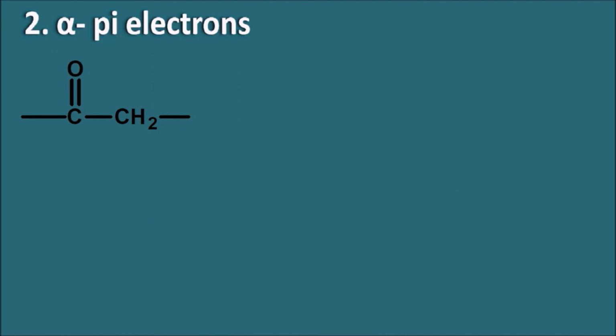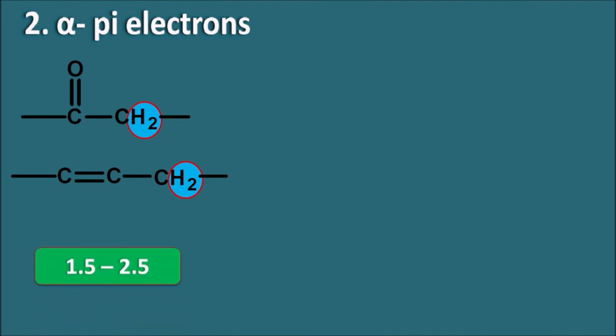The second one is the alpha pi electrons. This is one example of alpha pi electrons, and this is another example. You can see that here the protons are attached to a carbonyl group which has pi electrons. Similarly, here again the protons are attached to a carbon which again has a pi electron. So if any alpha pi electron is there, then they can have a chemical shift range of 1.5 to 2.5. Let us take one example here. This is propanal. In propanal, you can see that these protons are adjacent to this aldehyde, so they will fall in a range of 1.5 to 2.5.